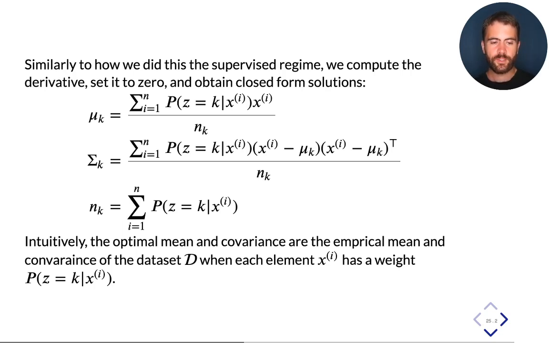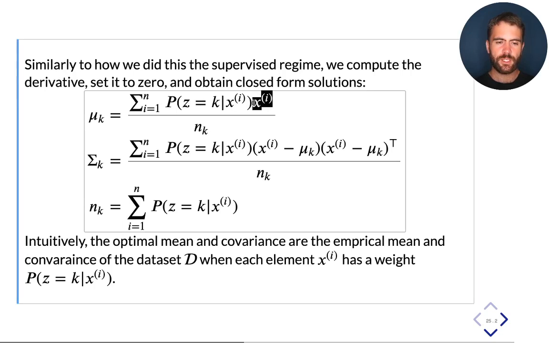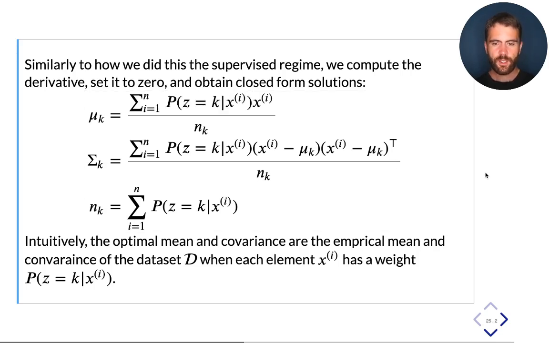Now, given that the data has weights, the best guess for the mean of each component is the mean of the data, but each point xi that contributes to the mean is also weighted by its probability. So instead of taking a regular average, we take a weighted average, and similarly here we also take a weighted average of the covariances. The normalizing parameter, the number of points that belong to class K, is also just the sum of the probabilities that belong to class K. So this is fairly intuitive, and you can verify this using simple calculus.